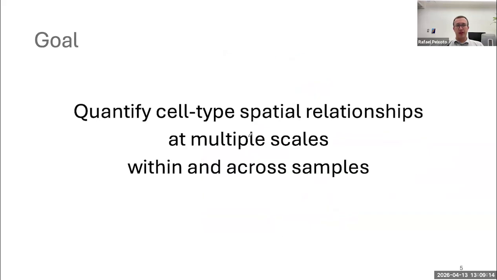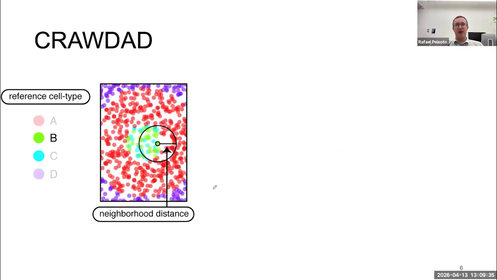So what I want to present today is CRAWDAD, which is an R package to quantify cell type spatial relationships at multiple scales within and across samples. So here we're looking at spatial organization, considering the scale, so how much you zoom in and zoom out, and we are also able to compare multiple samples. So now I'll dive into how CRAWDAD works.